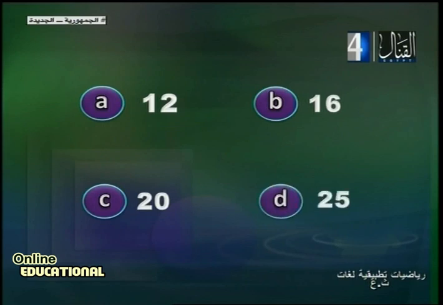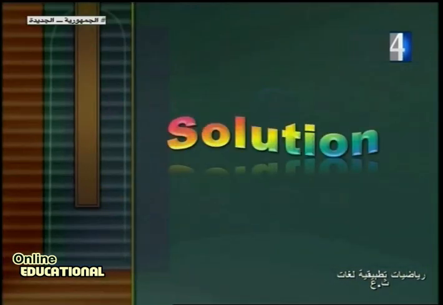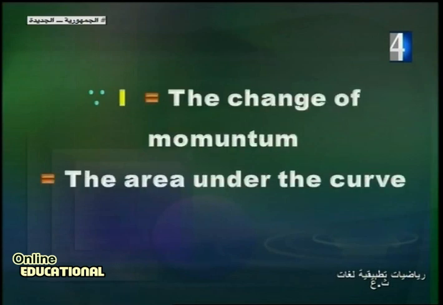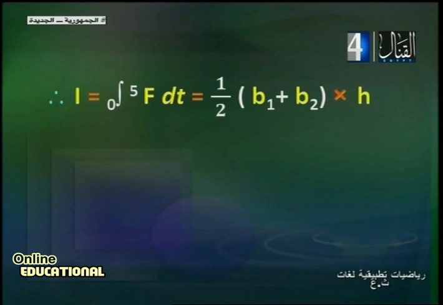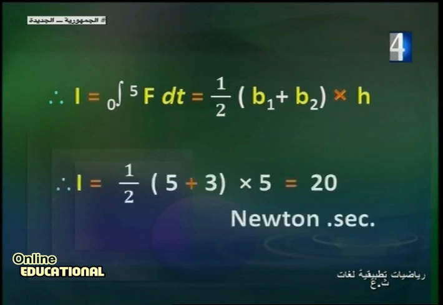Now I equals the change of momentum equals the area under the curve. The area under the curve equals the integration of F dt from 0 to 5, which equals the area of the trapezium, half between two brackets P1 plus P2 multiply the height h. I equals half multiply the sum of the two parallel bases. The first base equals 5 and the second equals 3, between two brackets multiply the height, which equals 5. Then the impulse I equals 20 Newton second, and we can choose letter C.